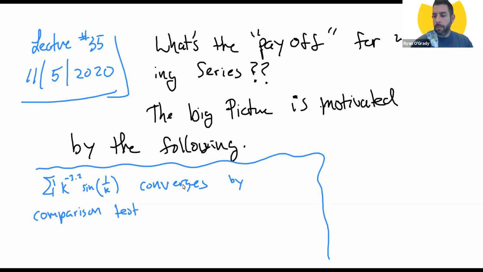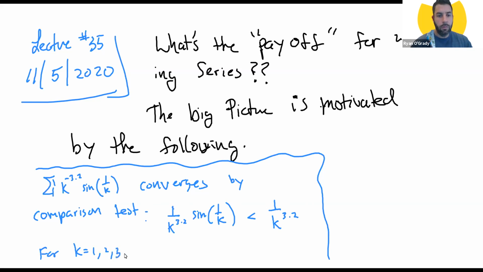So what do I mean by that? Well, what you need to understand is that you can rewrite this as 1 over k to the 3.2. And that clearly resembles a p-series. Do you follow that? Yeah, so since this is less than this for k equals 1, 2, 3, etc., you get comparison. Does that make sense?